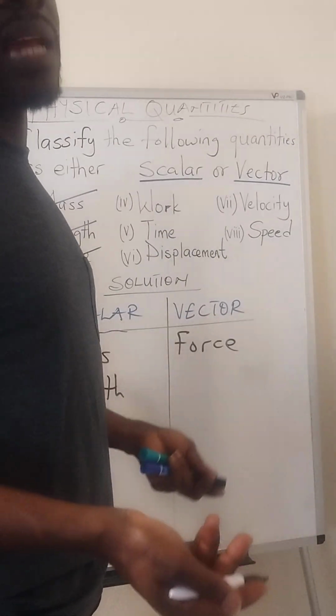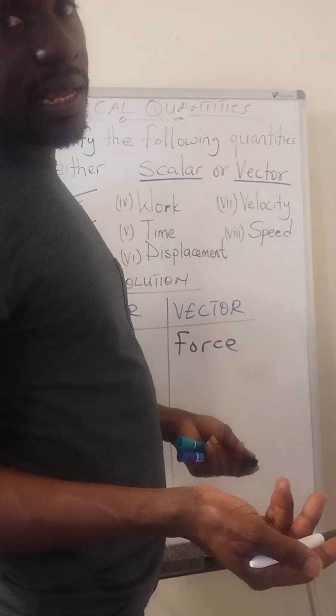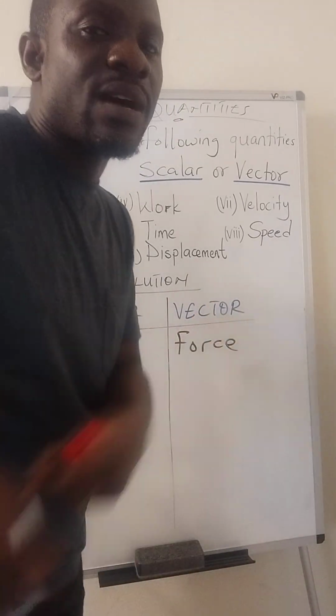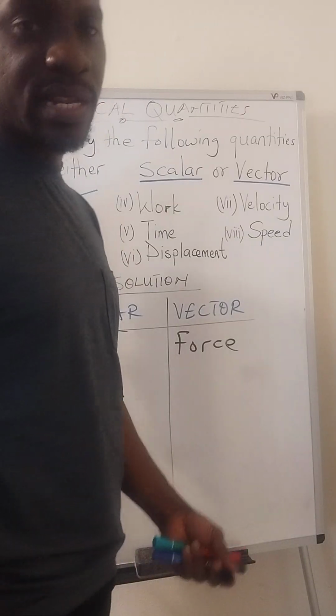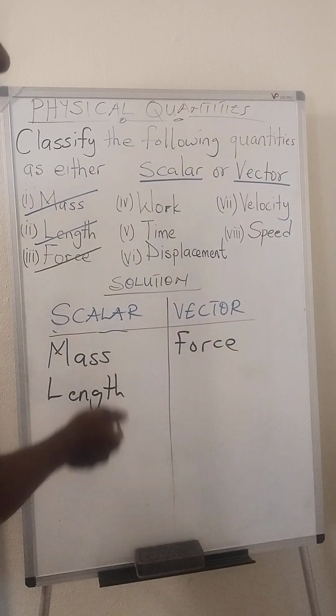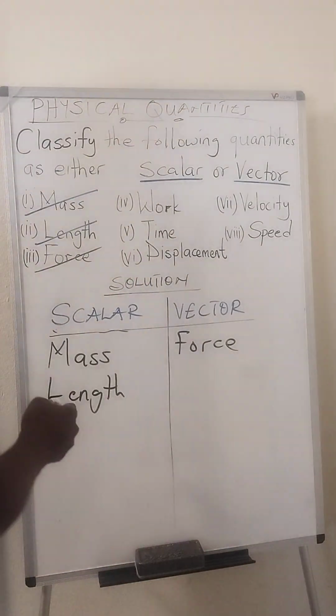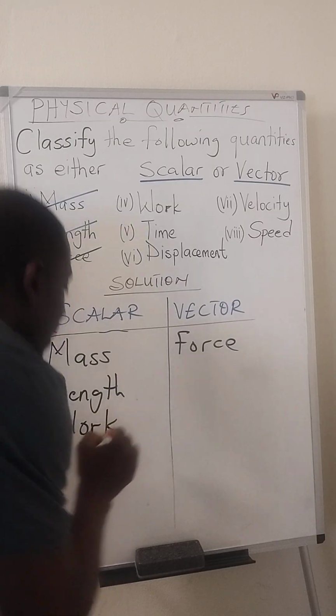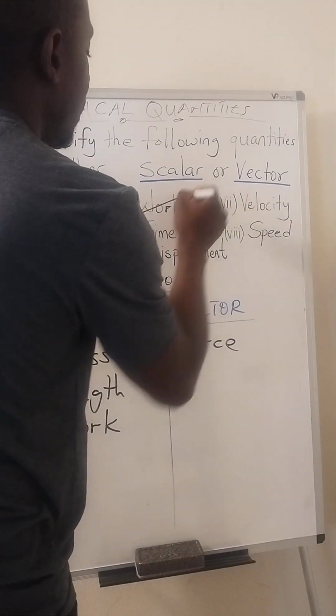However, in which direction is the work heading? Just work. We don't work north, we don't work south, we don't work east or west. And so work here automatically becomes a scalar quantity. So we have work also down here, time.